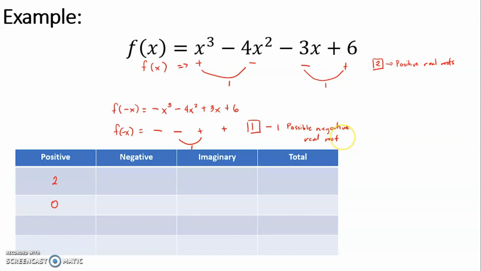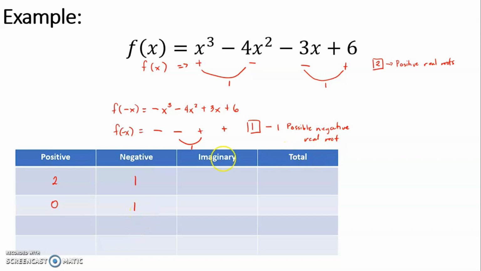Remember, when we're talking about real roots, we also have to consider the irrational roots. So we have here 1. Of course, you have 0, you also have 1. You cannot subtract an even number here because it will give you a negative value already. So that's the only possible number of negative real roots that you can have.